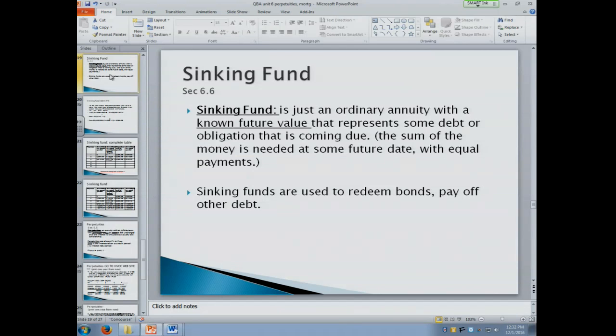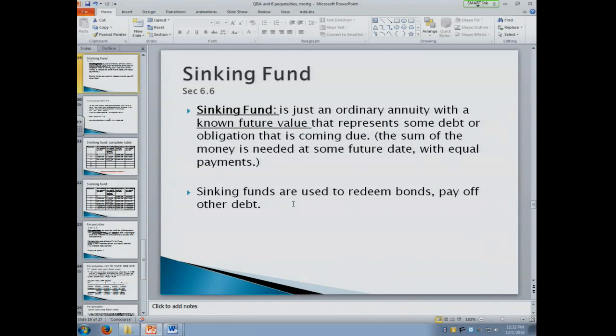Well, let's think about a sinking fund. A sinking fund is just an ordinary annuity with a known future value that represents some debt or obligation that's coming due. Sinking funds are used to redeem bonds or pay off debt.